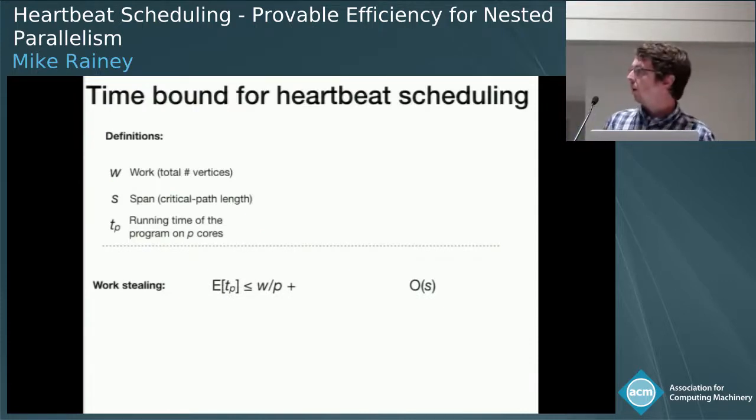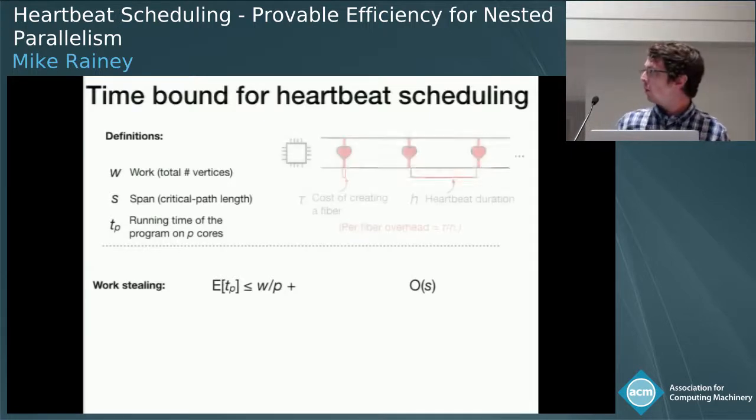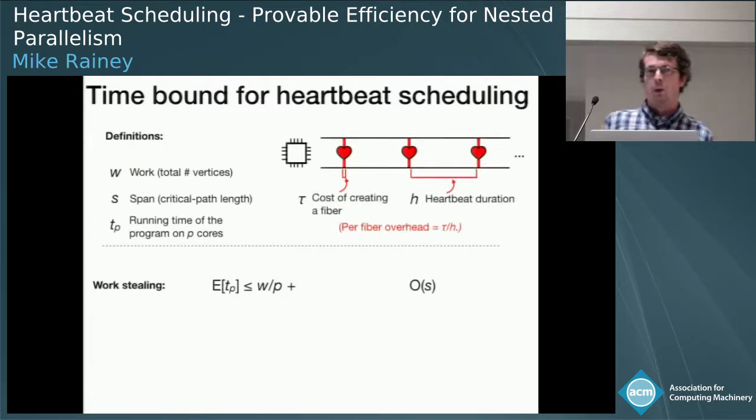Okay, so I should say that the one thing the work stealing bound doesn't account for, of course, is the fiber creation costs, or the granularity control. To do that, we introduced a few parameters. There's tau, which accounts for the cost of creating a fiber. This is easy to infer, in fact, on a given machine, on a given language implementation.